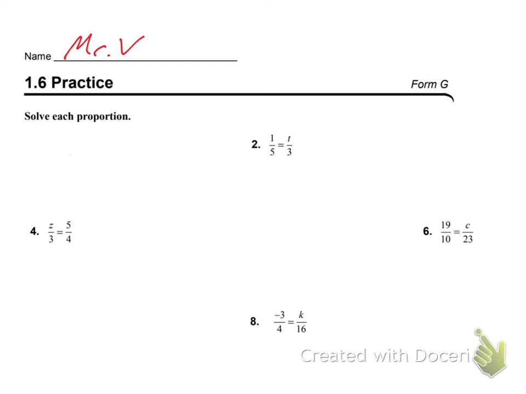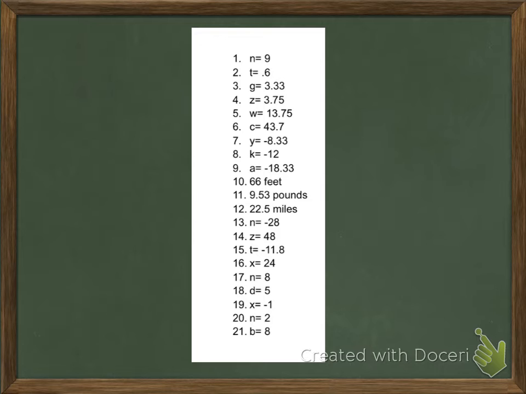Remember that if these things are just set equal to each other, we cross multiply. So I'll have 1 times 3, which is 3, is equal to 5 times t, which is 5t. Then I'll divide each side by 5, so then t is going to be equal to 3/5. And I have my answer key here. So number 2 is 0.6. So if you go ahead and in your calculator and do 3 divided by 5, you get 0.6. So we're good on that one.